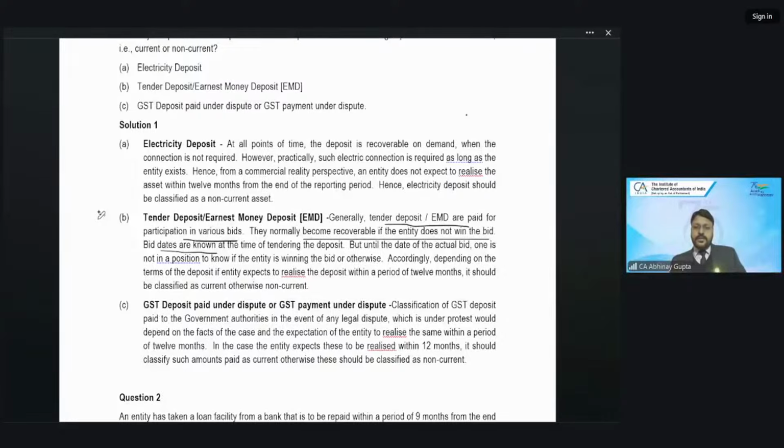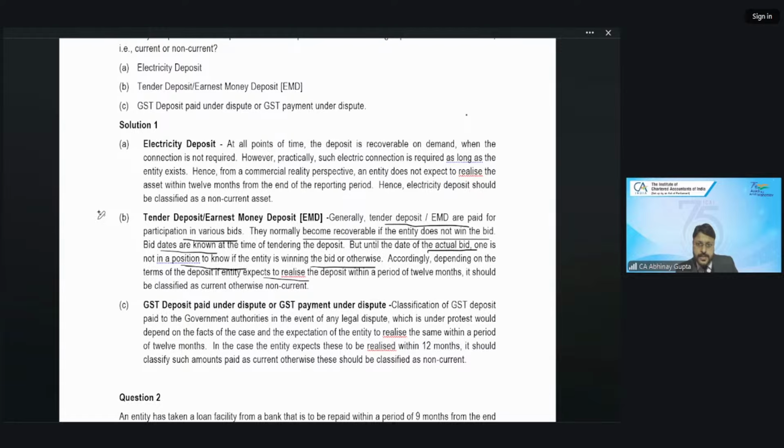In case I win, I win. In case I lose, I lose. But after the completion of the bidding process, my EMD will be refunded, right? So I know that within the next 3 months from the year end, it will be refunded to me. But until the date of the actual bid, one is not in a position to know if the entity is winning the bid or not. So in case we lose the bid, our EMD deposit will be refunded, and in case we win the bid, they may be adjusted accordingly, depending on the terms of the deposit.